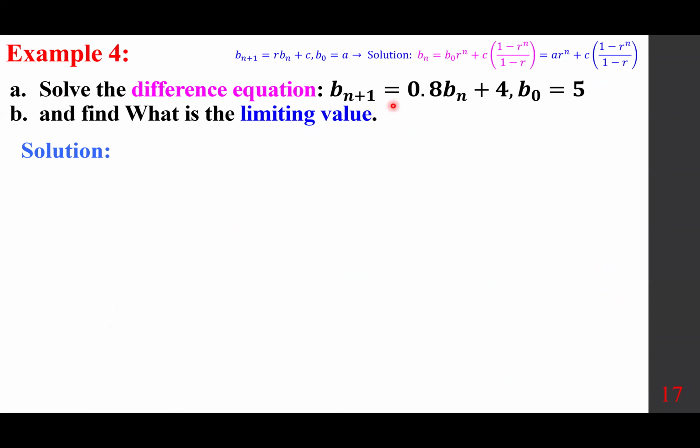Solve the difference equation. B sub n plus 1 is 0.8 B sub n plus 4, where B sub 0 is 5. And part B, find what is the limiting value. So what is given as we look at this one? Of course, B sub 0 or A is given. Of course, B sub 0 or A is 5. That one is given. Then comparing this one, R is 0.8. C is 4.